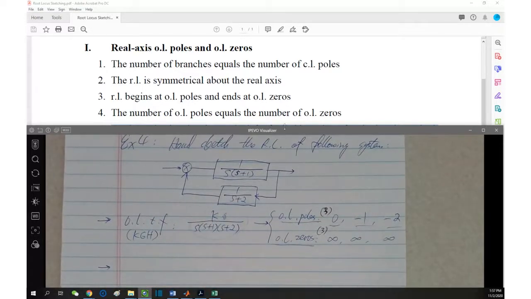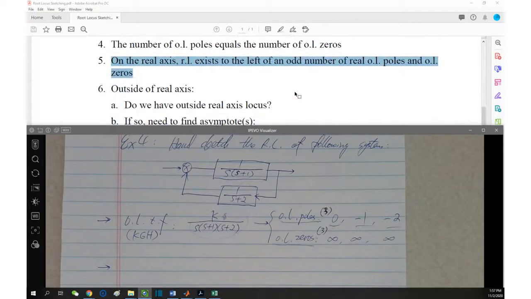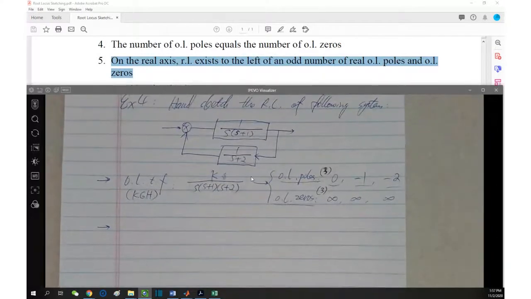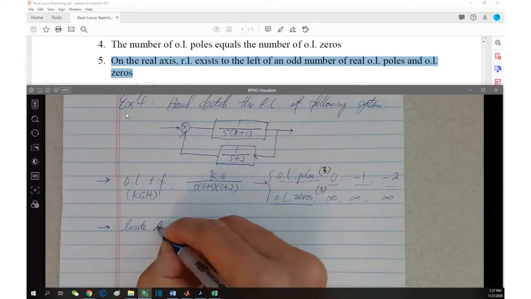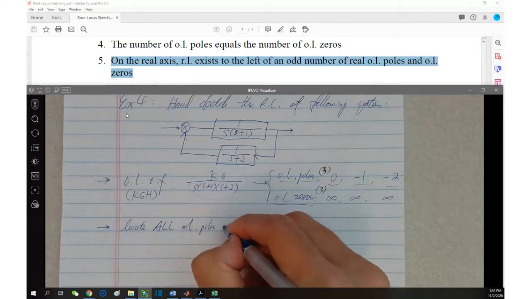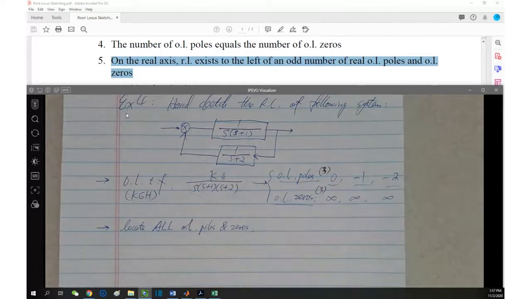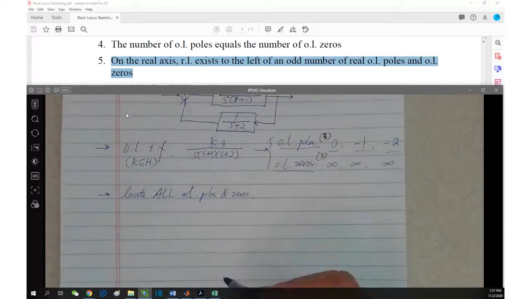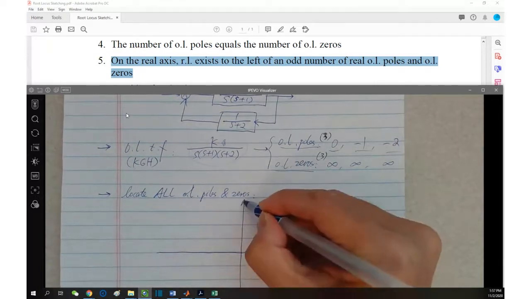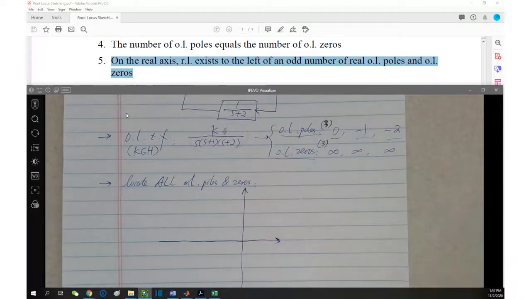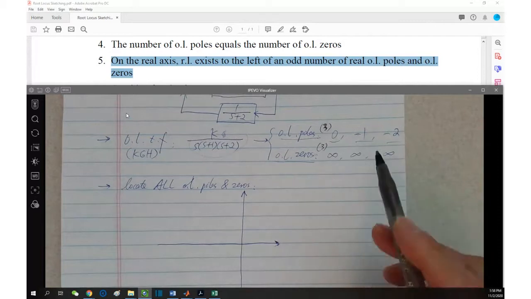next we try to follow number 5. Number 5, which is: along the real axis, the root locus exists to somewhere. And obviously, what we want to do is locate all open loop poles and zeros. What does it mean by locate them? You just label them, right? Just label them. Let's assume we have an S-plane, right? So label all of the open loop poles and open loop zeros into the picture.